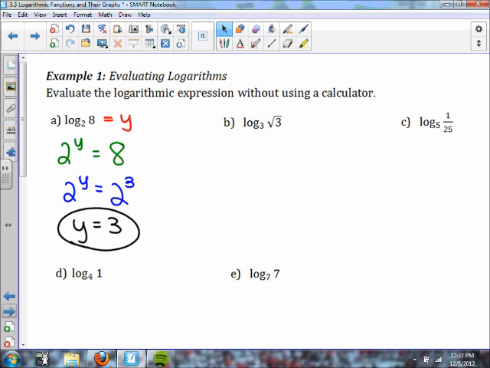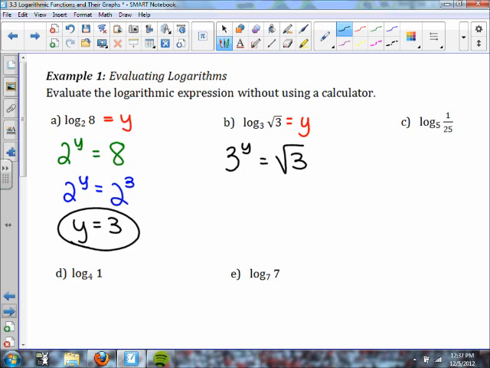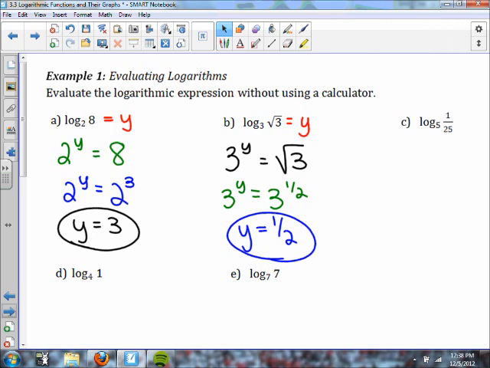Now if we do the same thing with letter b, this will equal y. So we'll have 3 to the y is equal to the square root of 3. Can I rewrite the square root of 3 as a number with a base of 3? Yeah, Justin. 3 to the 1/2 power. That means then that y will equal 1/2.